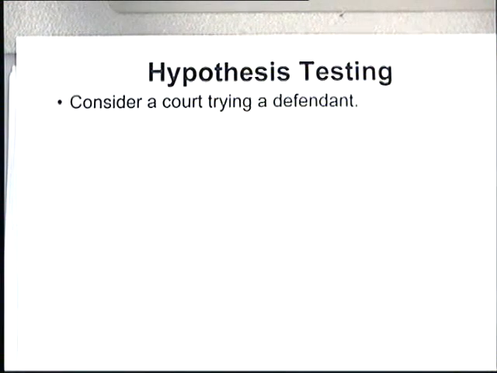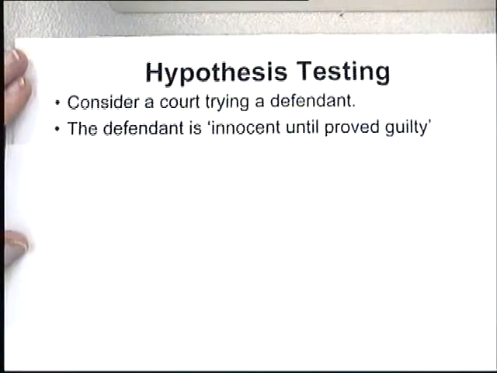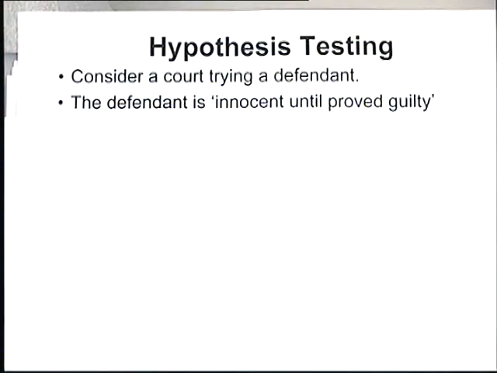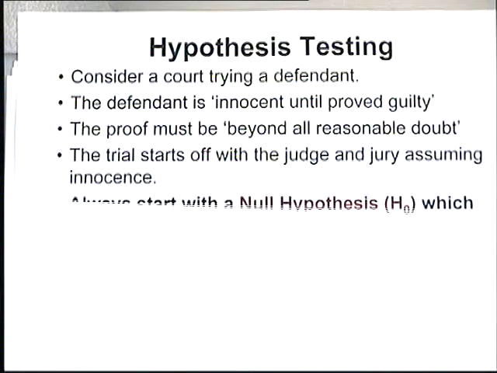First of all, imagine a court in this country trying a defendant. What premise do they start from in this country? Technically you're innocent until proven guilty. Yes, the defendant is innocent until proved guilty. Everybody is assumed innocent until they are proved beyond reasonable doubt that they are not innocent and they are guilty. Okay? The proof must be beyond all reasonable doubt. The trial starts off with the judge and the jury assuming innocence.